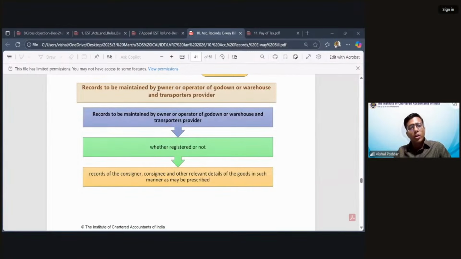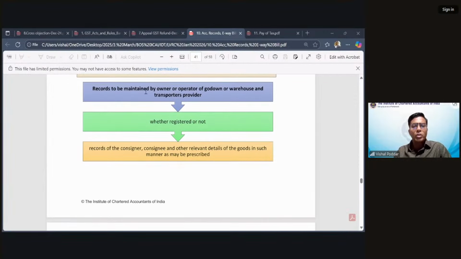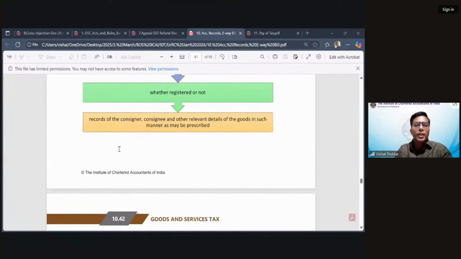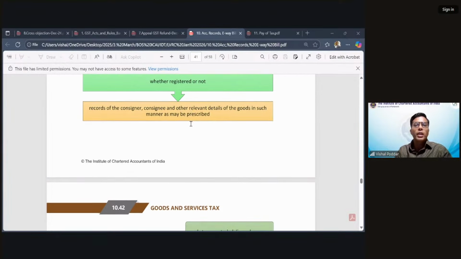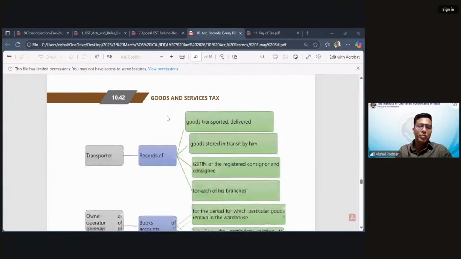Next, records to be maintained by the operator of the godown or warehouse or by the transporters. So records to be maintained by the owner or operator of a godown or warehouse will be, first, whether they are registered or not. Second, the records relating to the consignor, consignee, this is applicable for the transporter, and other relevant details of goods in such manner as may be prescribed.